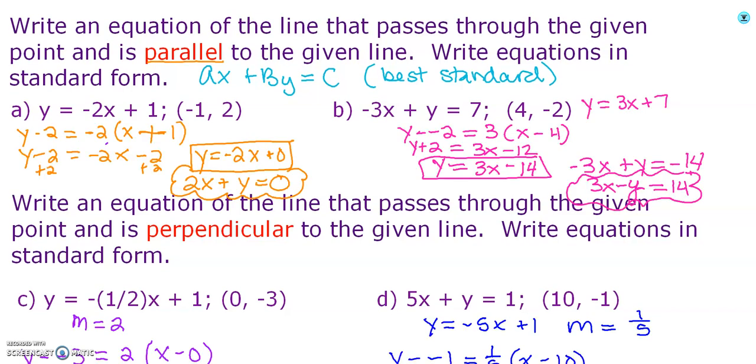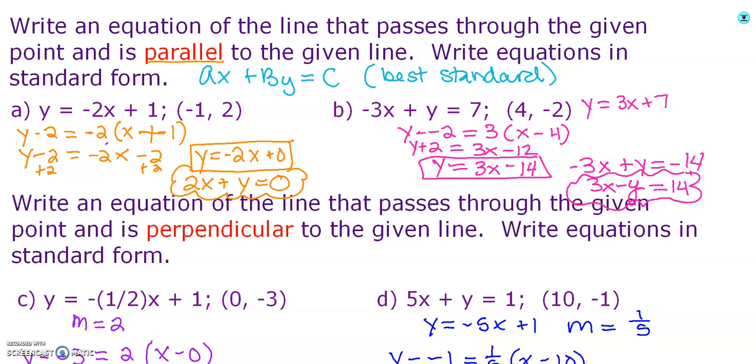Okay, we'll take a look at our answers. If we're writing equations in parallel standard form, you need the same slope. So if we take a look at A, our slope is negative 2. We put that into point-slope, and then we're very mindful of those double negatives. We completed that point-slope, and we got y equals negative 2x plus 0. That's slope-intercept form. Moving it to standard form, we just add 2x to both sides. We get 2x plus y equals 0.